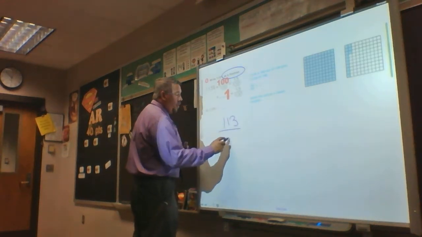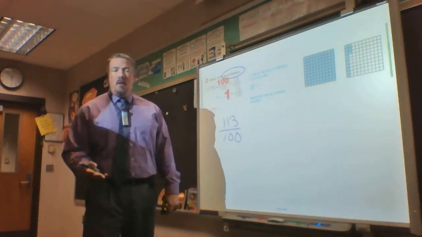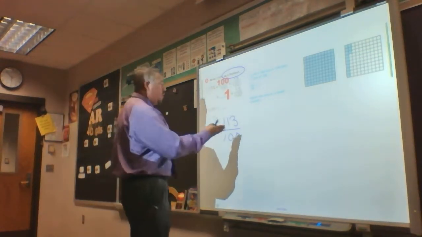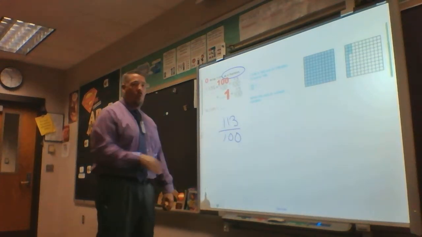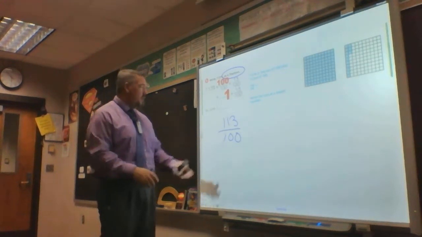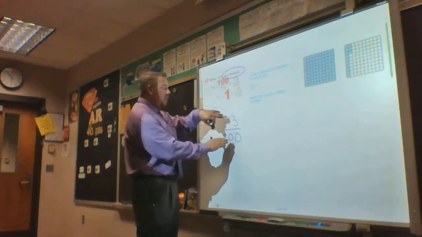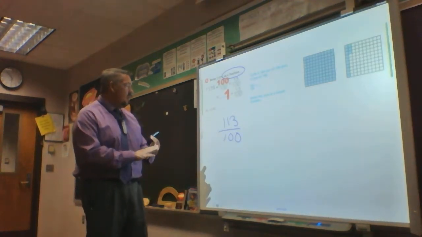I jumped ahead of myself because what I was going to show you is if I have my 113 over 100, I can't reduce that. There isn't anything that's going to go into 3 or 113 because 3 plus 1 and 1 makes 5. Well, 3 doesn't go into 5 evenly. 9 doesn't work. It's not even. They don't both end with zeros and fives. That's all my divisibility rules that I use on a regular basis.